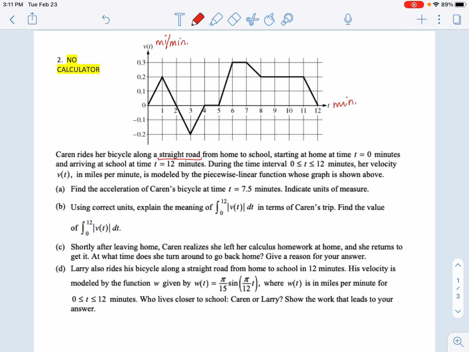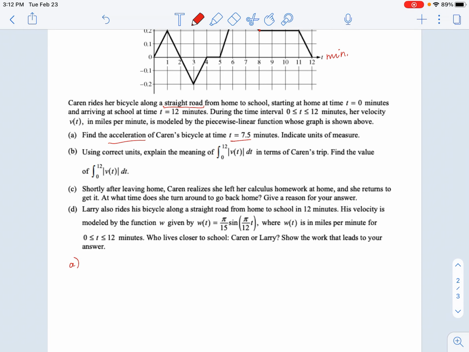Okay. Part A says, find the acceleration of Karen's bicycle at time t equals 7.5. So since we're looking at a graph of velocity, to find acceleration at that moment, we have to know the relationship between velocity and acceleration. Turns out that one is the derivative of the other, right? So at time 7.5, we're talking about that red dot on the function. So really, I just need the slope of that line right there. And since it's linear, I can use this point here, which is 7, 0.3, and this point here, which is 8, 0.2, and I can calculate the slope between those two to give me my answer to part A.